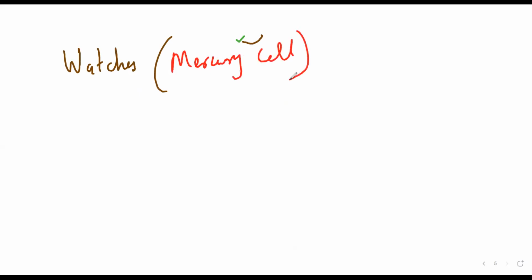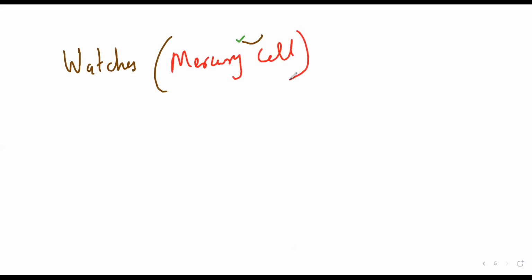So coming to our next one, the one which we use in our watch. I'll write the application first: watches. So what is the cell you are using? We all know, most of us know: the mercury cell. A small cell, a small battery.